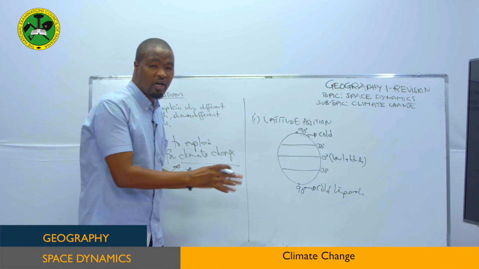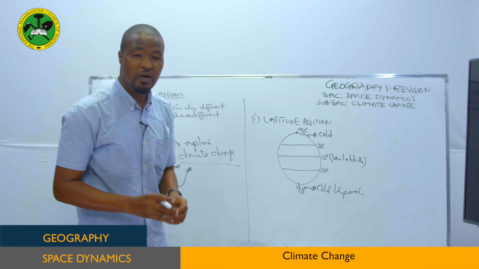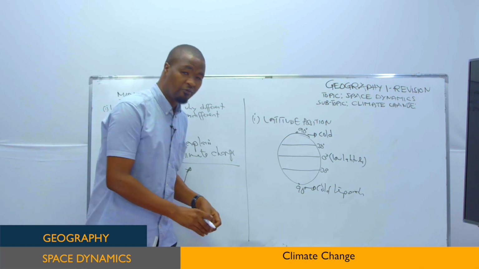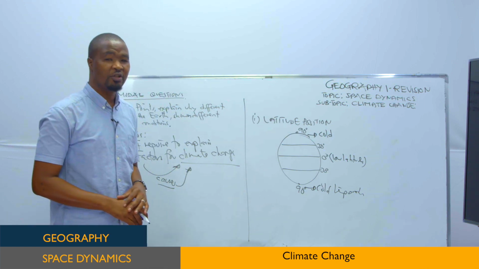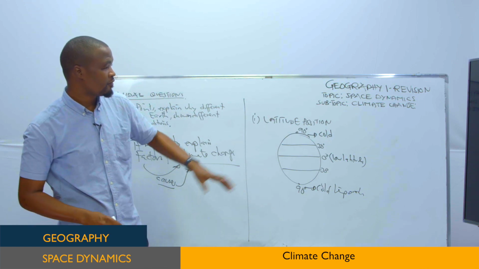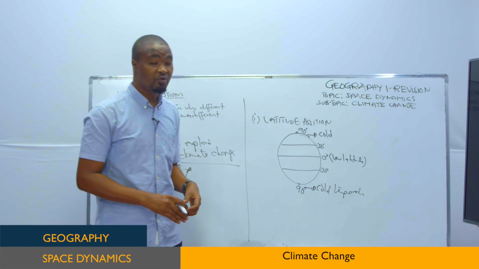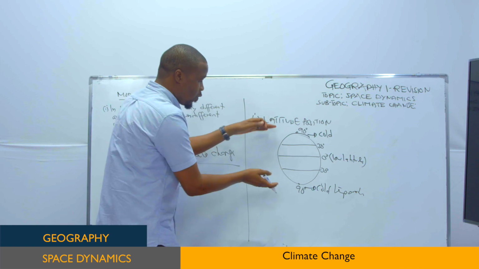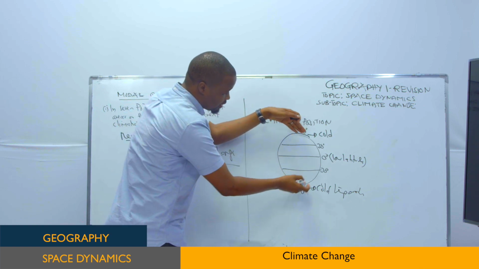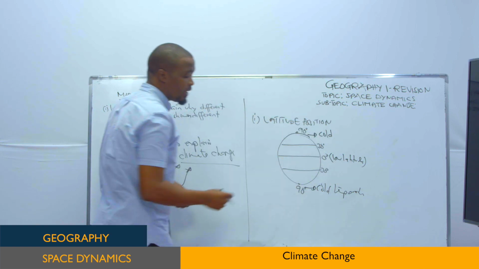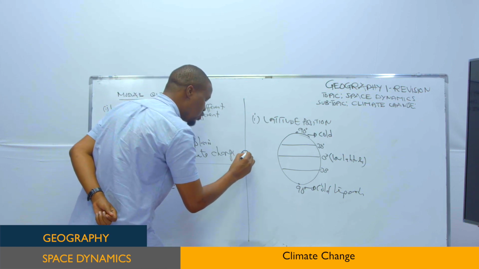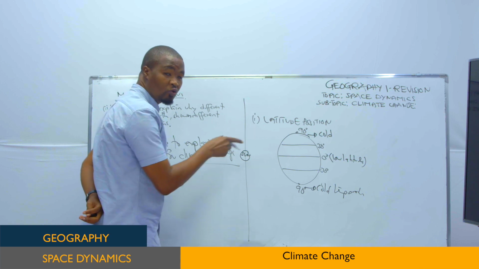Areas located at this latitude experience this type of climatic condition, while areas located at that latitude experience another type of climatic condition. So the first factor or first cause of climate change is what we call the latitude position. Going back, why does this area have low temperature while this area has high temperature? We can explain by looking at the angle of exposure towards the land.